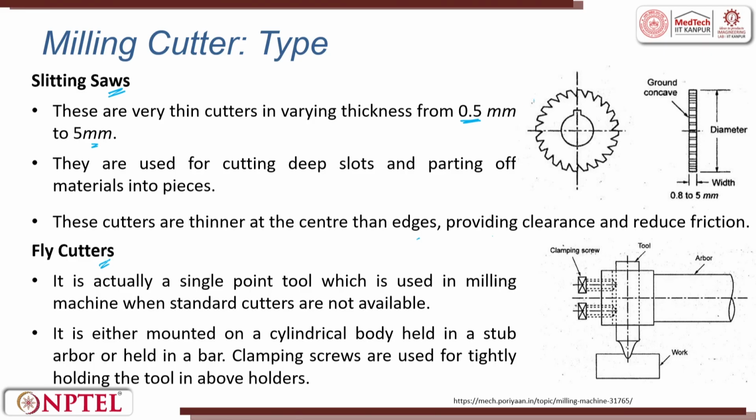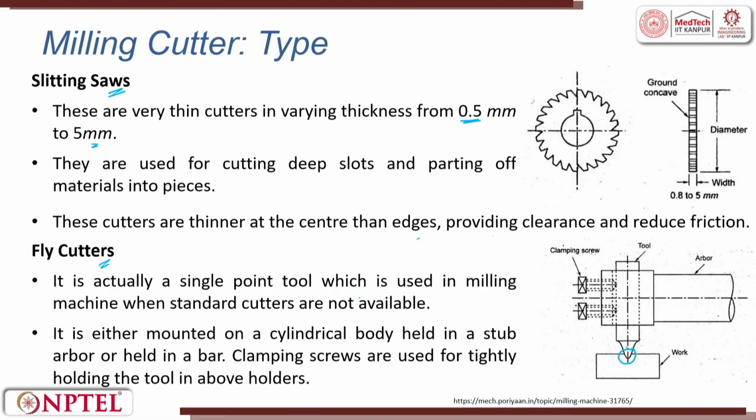The fly cutter is also an interesting thing, where we make a single point cutting tool, which rotates and goes around. It rotates about its own axis and also about another axis. It is actually a single point tool used in milling machines when standard cutters are not available. If you need a non-standard size, for example, you might have dia 5, you might have dia 6, but if you want dia 5.5 or dia 5.3 millimeter, then we use fly cutters. It is either mounted on a cylindrical body held in the stub arbor or held in a bar. The clamping screws are used to tightly hold the tool in the above holders.